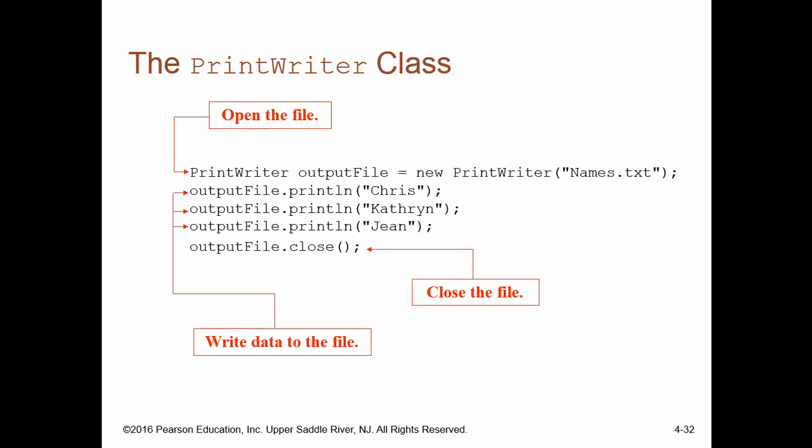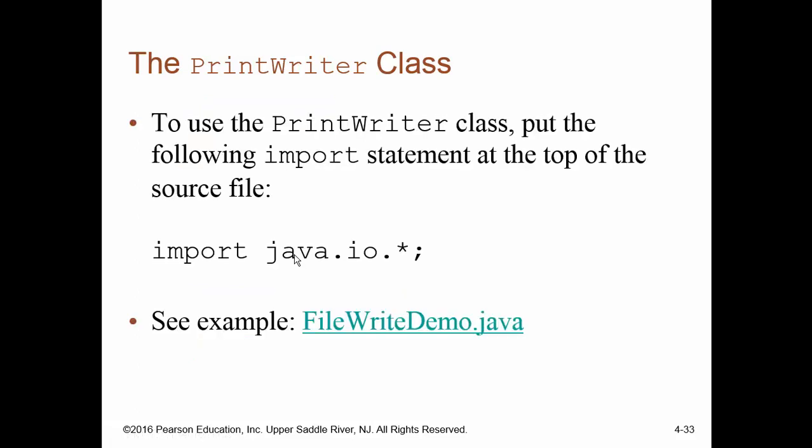All right, so this would write to the file called names.txt. It would say Chris on one line, Catherine on the next line, and Jean on the next line. Then you'd close the file. If you want to be able to use PrintWriter, you have to import java.io, which stands for input output, dot star.